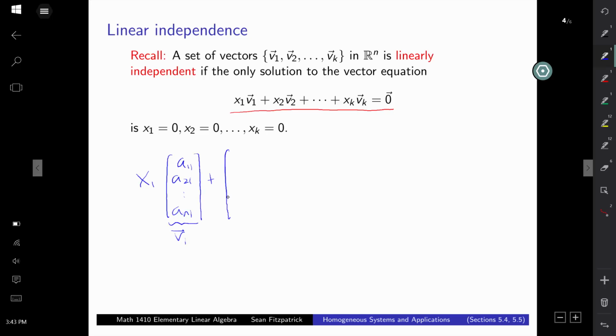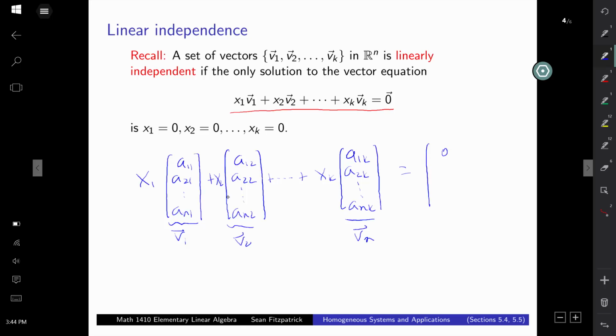And if v2 looks like a12, a22 down to an2. Oops, I'm missing my x2. And so on down to xk. Here's v2. And if vk is a1k, a2k down to ank, there's vk, and that's equal to the 0 vector. Well, you can see that homogeneous system staring you in the face.